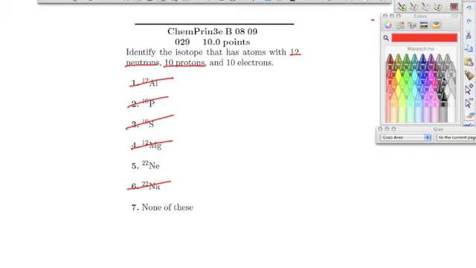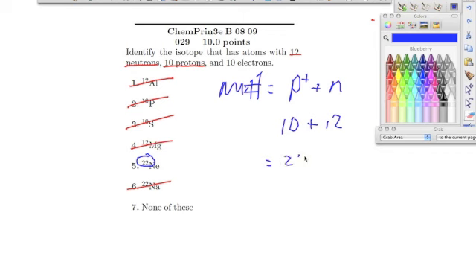Now the 22 number right here is important because this number in nuclear symbol notation represents the mass number. And the mass number is always the number of protons plus neutrons. So when we're looking at this, we have to make sure that it matches. We have 10 protons plus 12 neutrons, which gives us a mass number of 22. So the correct answer would be number 5, which is neon 22, because it has a mass number of 22, it has 10 protons, so we know that it's neon.